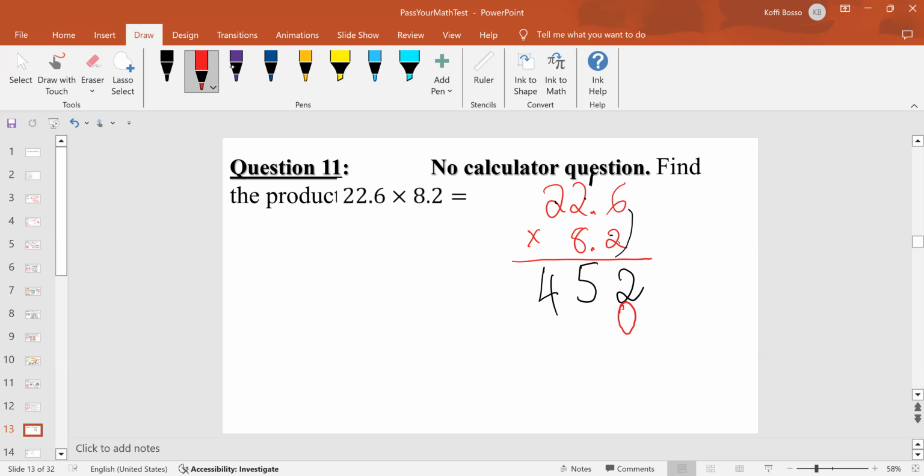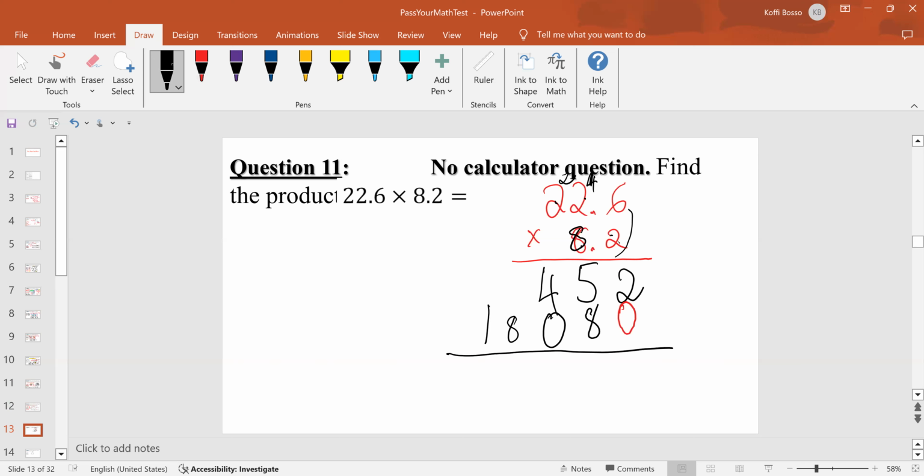Now I continue, and this time I'm going to take 8. 8 times 6 is 48. So I write 8 and carry 4. 8 times 2 is 16. 16 plus 4 is 20. I write 0 and I carry 2. 8 times the other 2 is 16. 16 plus 2 is 18, and I write the entire 18 there.